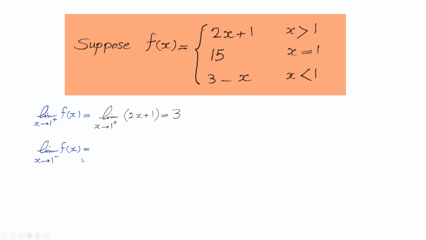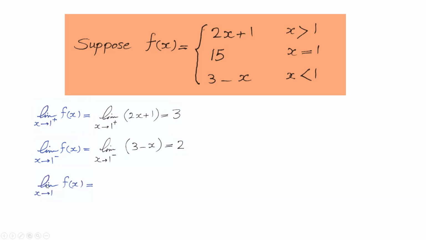The next question is, what is the limit of this function as x approaches 1 from the left? When x approaches 1 from the left, the values of x are less than 1. So to find the left limit of this function, we choose 3 minus x. And the left limit is equal to the limit of 3 minus x as x approaches 1. And if we plug in 1 for x, we have 3 minus 1, which is equal to 2.